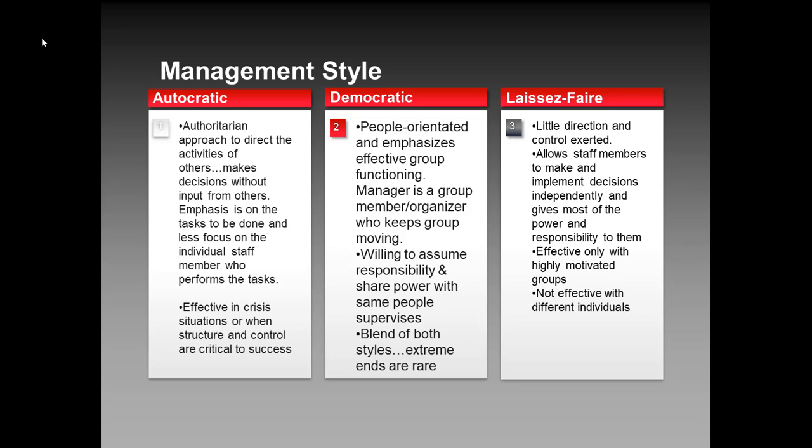Democratic is more people-oriented, really tries to get the group working well together. It's more like they're sharing power, they're sharing responsibilities. And then laissez-faire, there's just really no direction. Staff members are making and doing changes without any input from the managers. It only works when you have very highly motivated groups, but it's rarely effective.